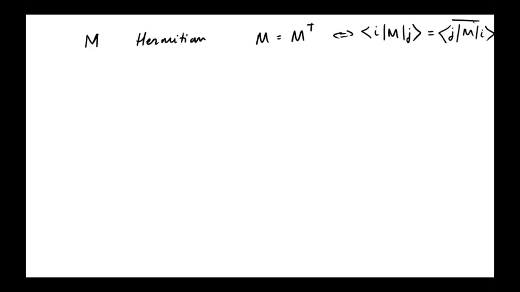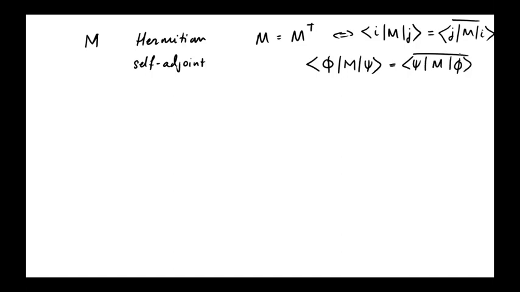This is also called self-adjoint. Of course this holds not just for basis vectors i and j, but for any two states phi and psi. So M is self-adjoint or Hermitian if and only if this holds for any two states psi and phi. Convince yourself that this really is trivially equivalent to the previous assertion.